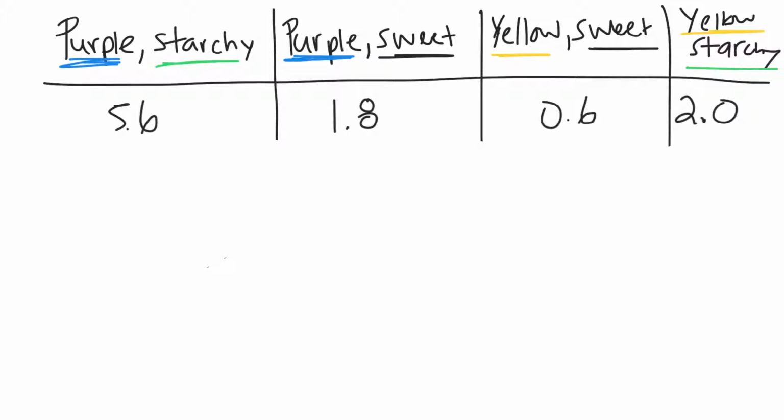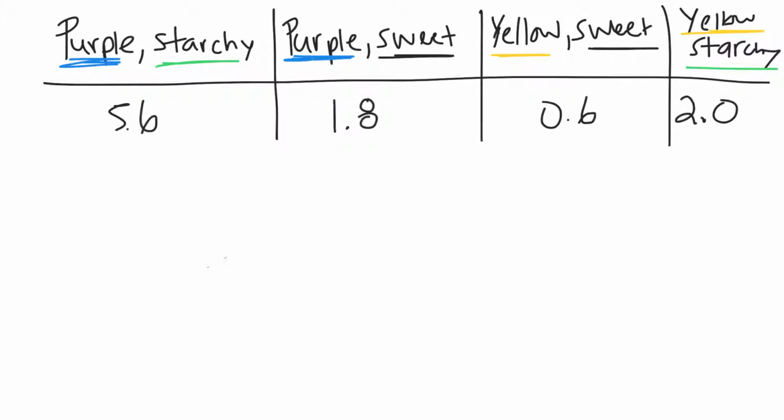And so what this is basically saying is that if you had 10 kernels, 10 individuals, you'd expect 5.6 of them to be purple starchy, 1.8 to be purple sweet, 0.6 to be yellow sweet, and 2 to be yellow starchy, which is kind of weird, right, because they're fractions. But you could also think of, if you had 100 kernels, 56%, 18%, 6%, and 20%. So maybe that would make more sense to you. It doesn't matter in any case because it's the same proportions, and that's what matters.